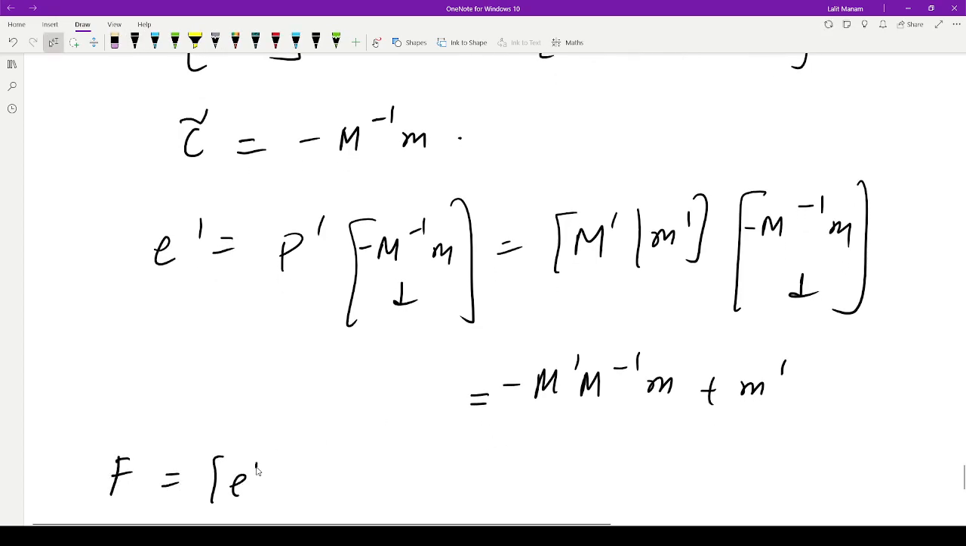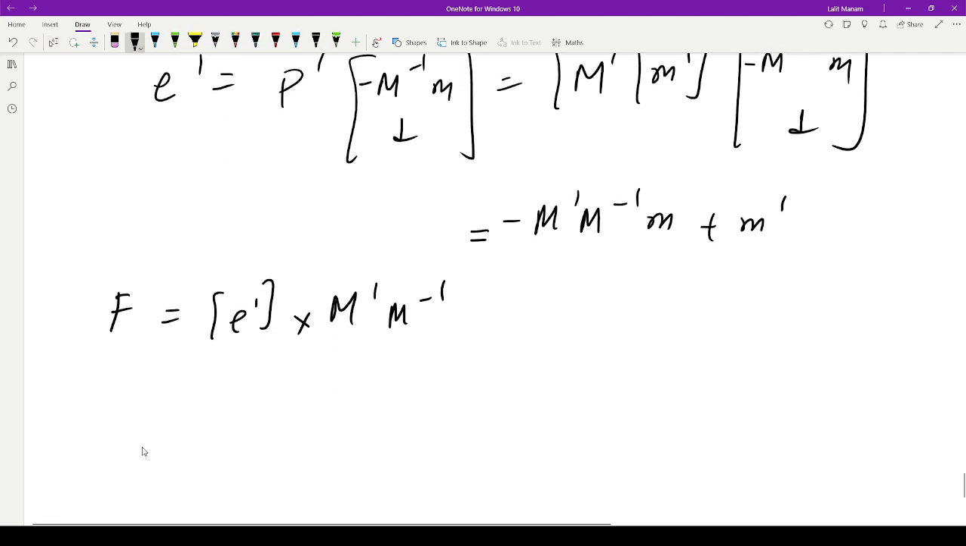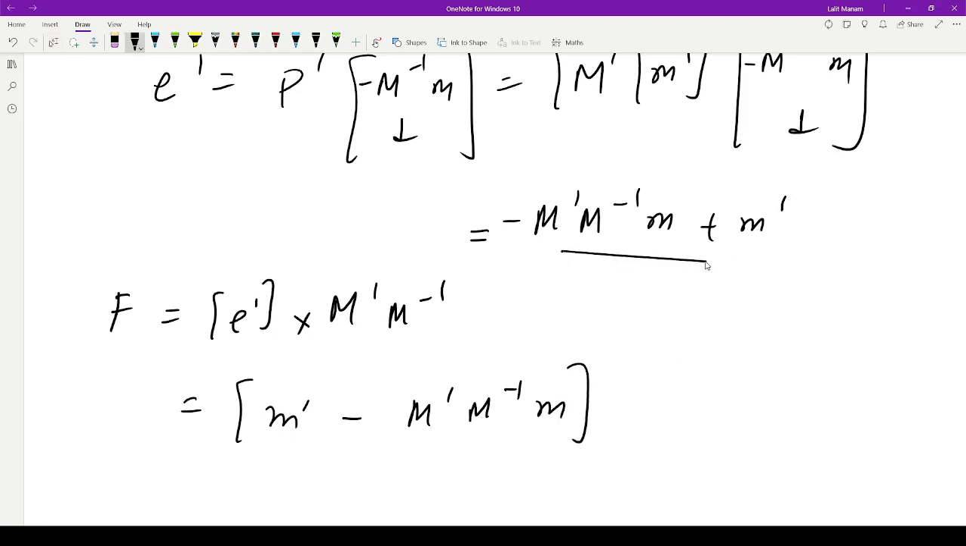So F is E prime cross m prime m inverse, which is this thing, m prime minus m prime m inverse m, all are m's here. I have to write it clearly. Into m prime m inverse. So this is the fundamental matrix for general projection matrices P and P prime. Is this fine? Yes, sir. Yeah, this is what was given as an exercise.